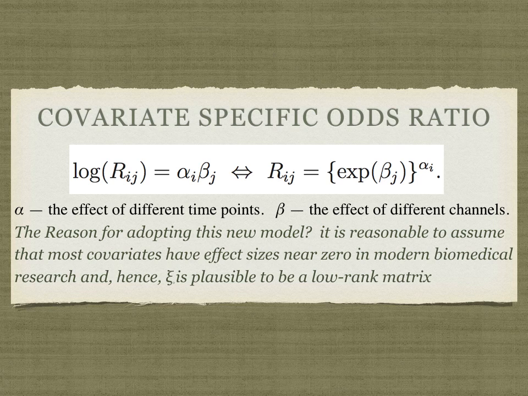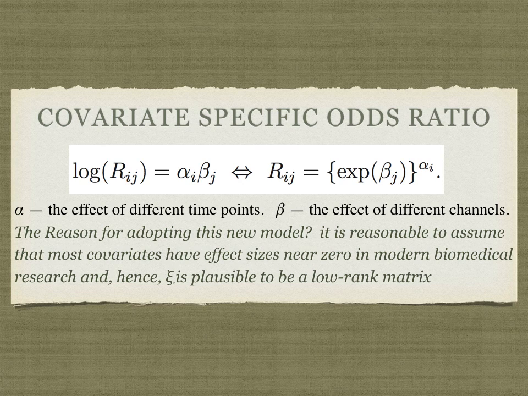Their reason for adopting this new model is that it is reasonable to assume that most covariates have effect sizes near zero in modern biomedical research, so the coefficient matrix should be low-rank. Taking the log and the multiplication are general mathematical methods that have been used for this. So this is the tricky part.